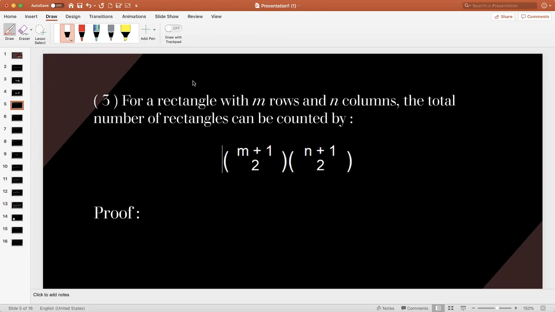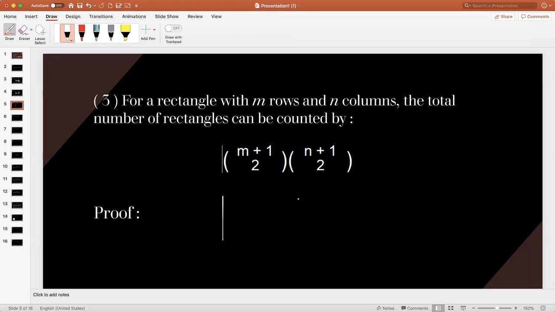Now on to our third one. For a rectangle with m rows and n columns, the total number of rectangles that can be counted or created is m plus 1 choose 2 times n plus 1 choose 2. So then the reasoning, the proof behind this.